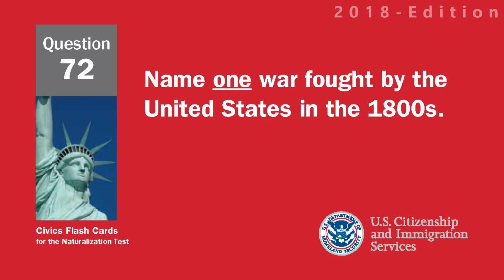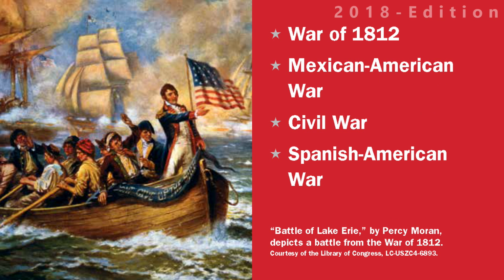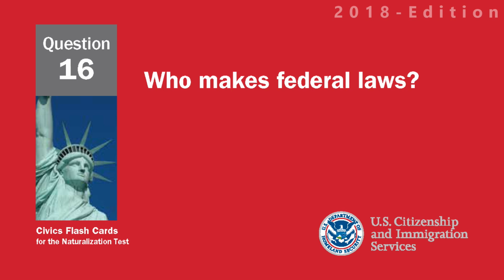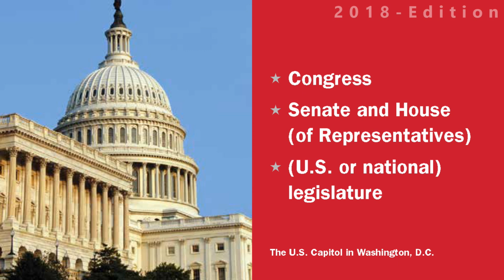Name one war fought by the United States in the 1800s. War of 1812. Mexican-American War. Civil War. Spanish-American War. Who makes federal laws? Congress. Senate and House of Representatives. U.S. or national legislature.